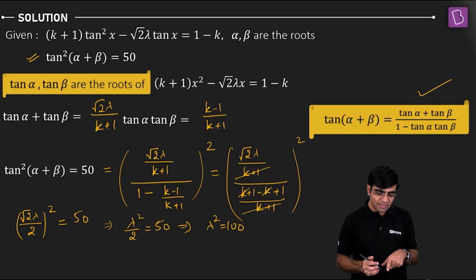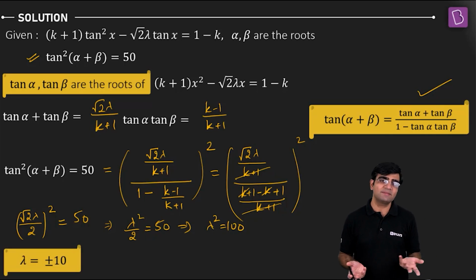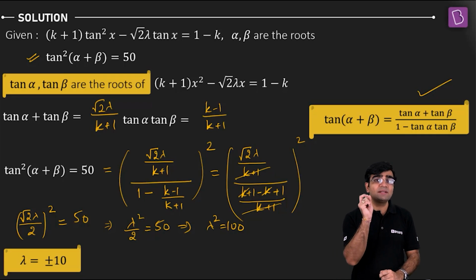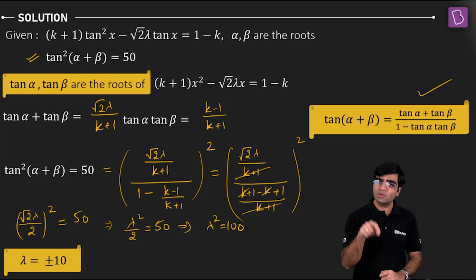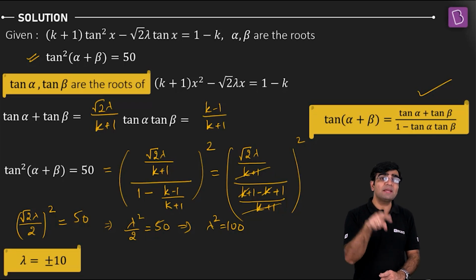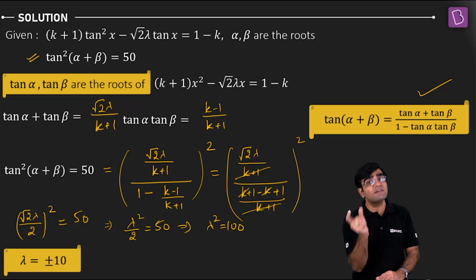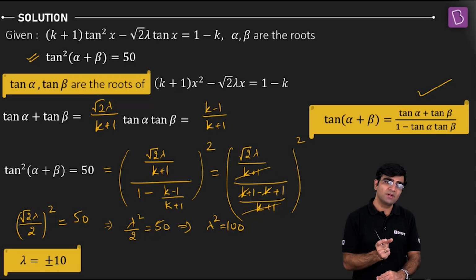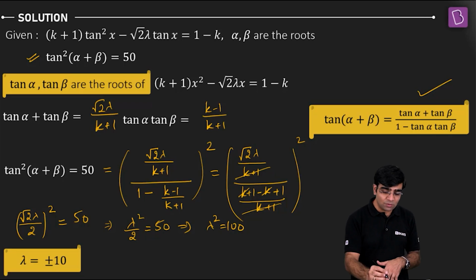And if I have lambda square equal to 100, what do I get the value for lambda is? Lambda becomes nothing but equal to plus minus 10. Calculation is very simple. It's just that you have to understand that alpha and beta are the roots of that equation. So in place of x, I'll be putting alpha and beta. So my quadratic is basically in the variable tan x. So if I plug in alpha, I'm actually getting tan alpha as a root, and tan beta as a root. Hence, tan alpha and tan beta are roots of this equation.